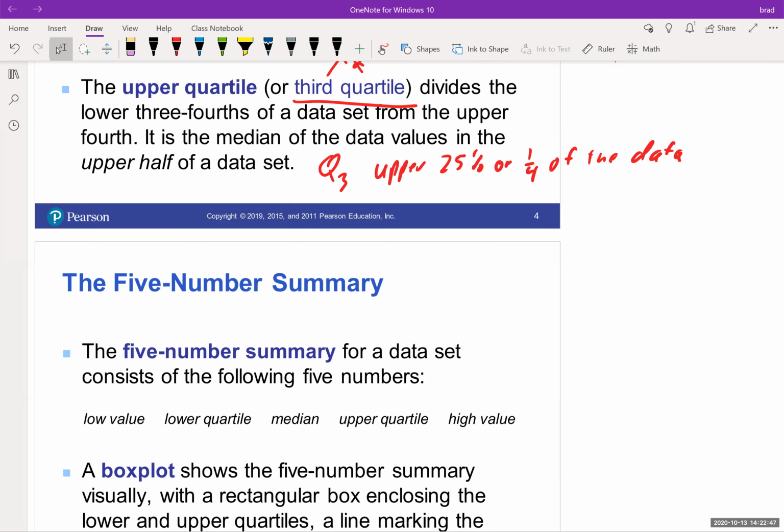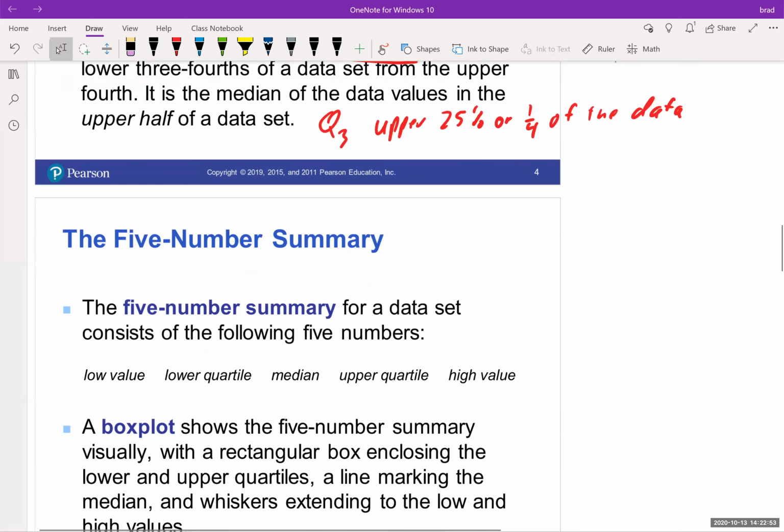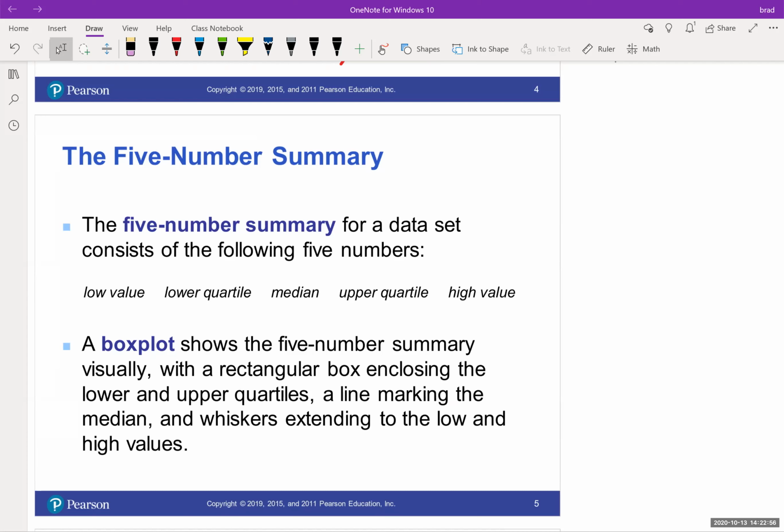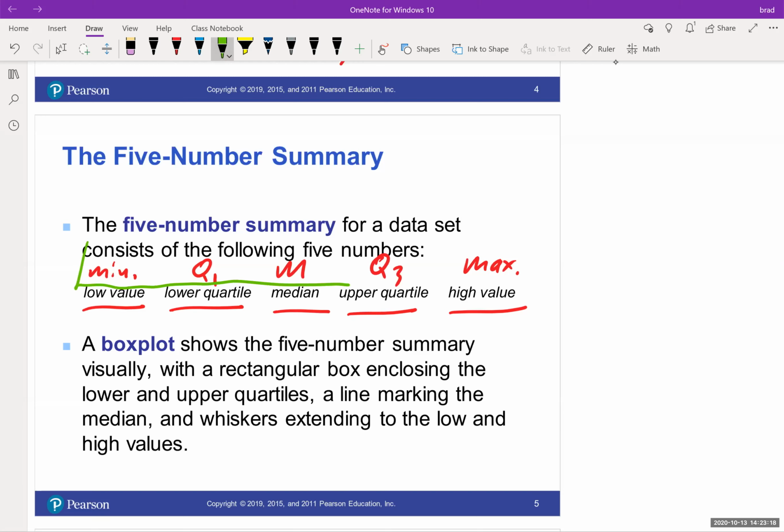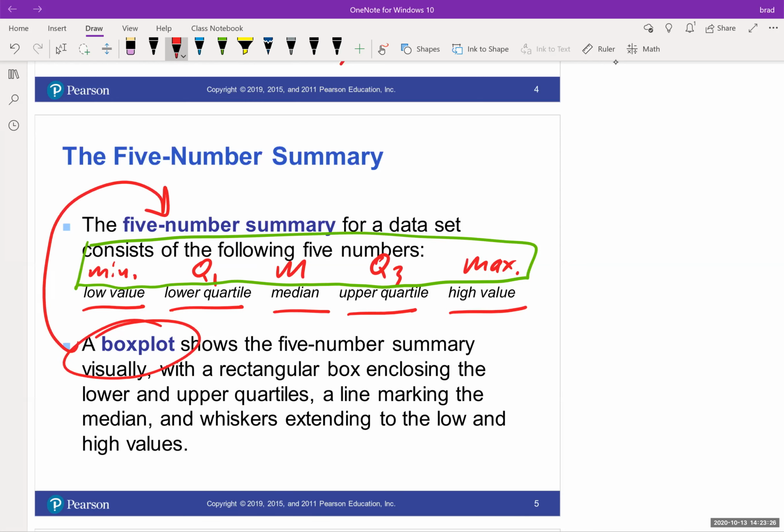Something very important that we use quartiles for is to create the 5-number summary. The 5-number summary for a data set consists of the following 5 numbers: the low value, the lower quartile, the median, the upper quartile, and the high value. What I often call this is the minimum, and this is the maximum. This is Q1, this is M for the median, and this is Q3. These 5 things make up the 5-number summary. We're going to use these to create a box plot. Box plots are created from the 5-number summary.